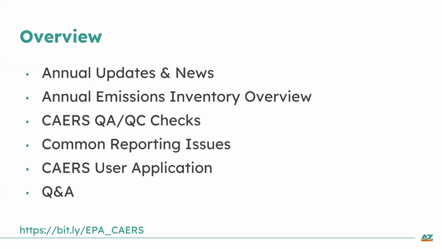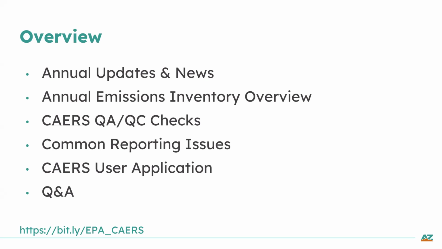I will start this presentation by giving you an overview of what we will cover today. We are going to start off with updates and news to note, including reports due date. Then we'll talk about the annual emissions inventory overview, which covers who must report, what pollutants to report, and how pollutants should be reported. We will also go over CAERS quality assurance and quality control checks, including issues CAERS may want you to address before passing the report validation and proceeding to the submission step.